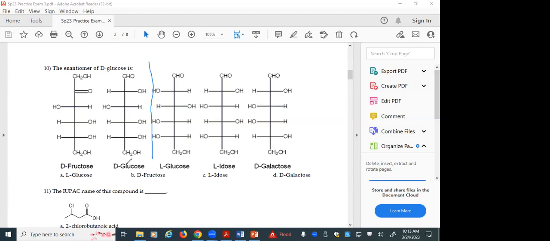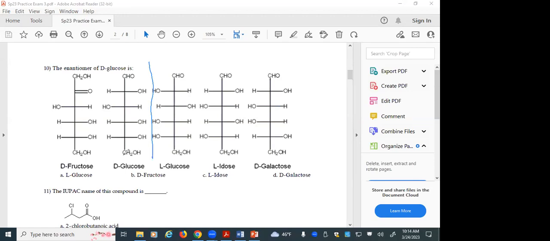To be an enantiomer, you have to be the same molecule. So right away, your head should say, if I'm looking for the enantiomer of D-glucose, I need another glucose. So fructose is out, idose is out, galactose is out. The only one that would even make sense is glucose. It has to be an isomer, it has to have the same chemical formula, and it has to be a mirror image.